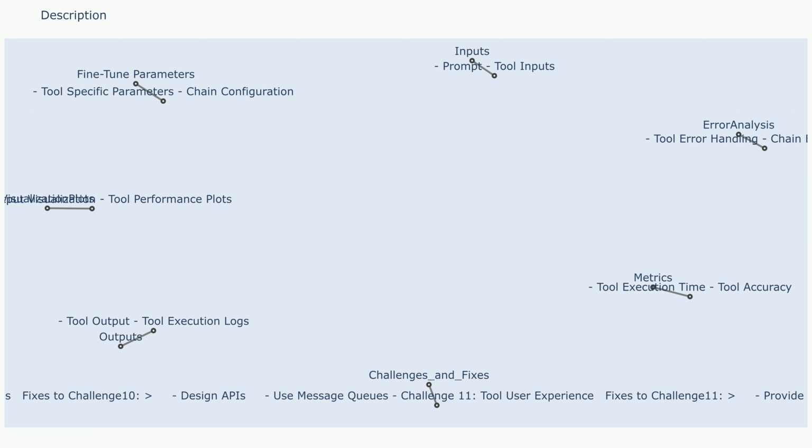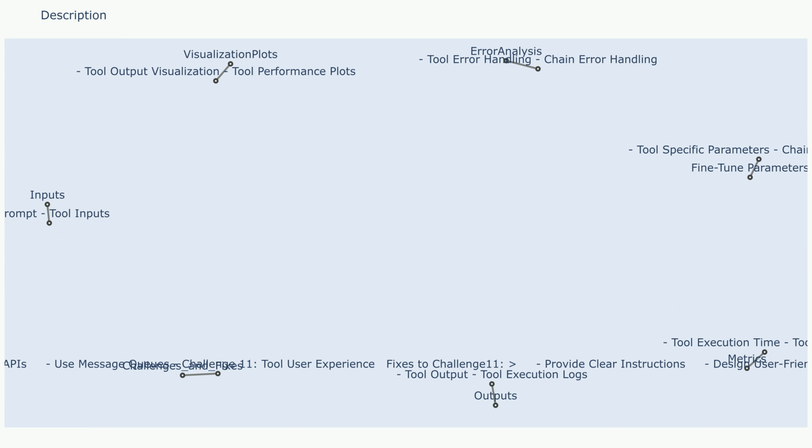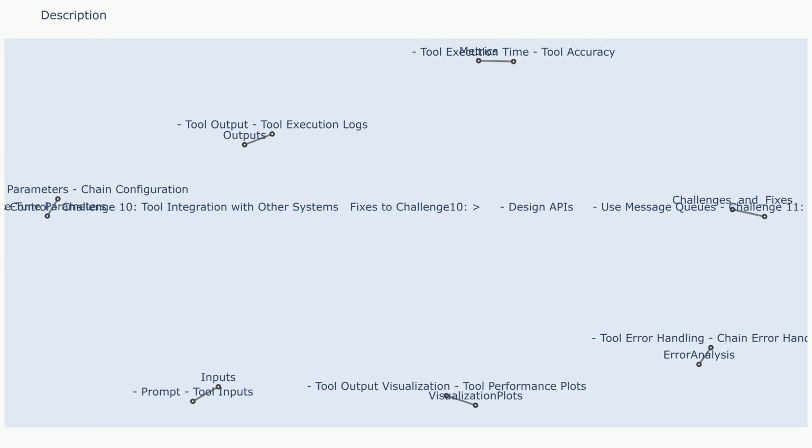Metrics. Metric 1. This defines a quantitative measure used to evaluate the performance or effectiveness of the tool. Metrics are essential for understanding the tool's capabilities and identifying potential areas for improvement. Common metrics include accuracy, precision, recall, execution time, and resource usage.